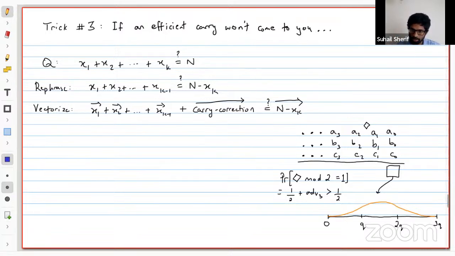Over here, the carry is going to be 0. Over here, the carry is going to be 1. Over here, the carry mod 2 is going to be 0. So if you look at what the probability is that the carry modulo 2 is 1, it turns out that this is larger than half. It's half plus some constant larger than 0.